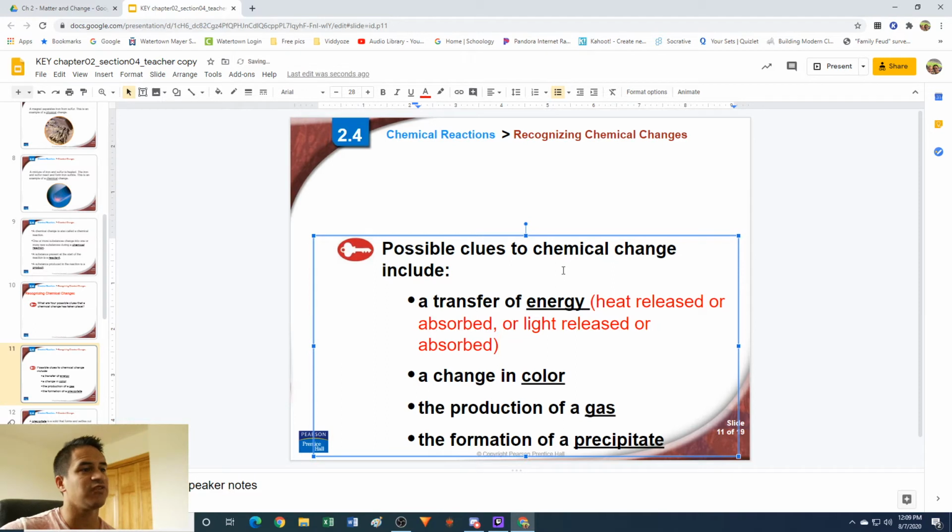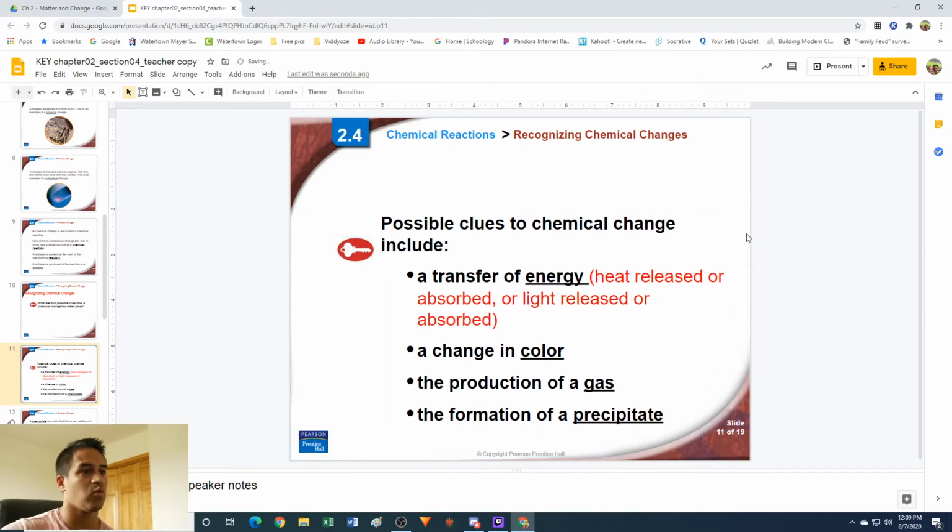Okay, so transfer of energy is typically going to be, of course, where energy is moving from one place to another, and usually energy is given off in the form of heat or light. So something either gives off heat and it gets hot, or it gets cold. When it gets cold, that means it's pulling heat in, it's absorbing heat. That is a sign typically that there's a chemical reaction taking place.